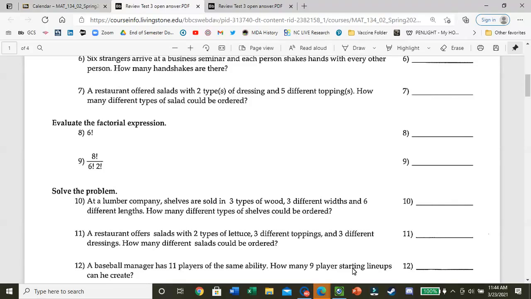You got 2 types of dressing, 5 toppings. Offer salads with 2 types of dressing, 5 types of toppings. How many different types of salads? Yeah, it's just 5 times 2. Yeah, so it's 10, right? Good.